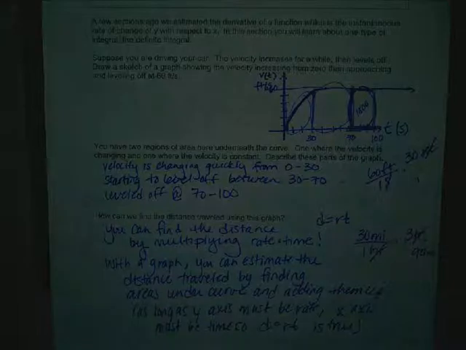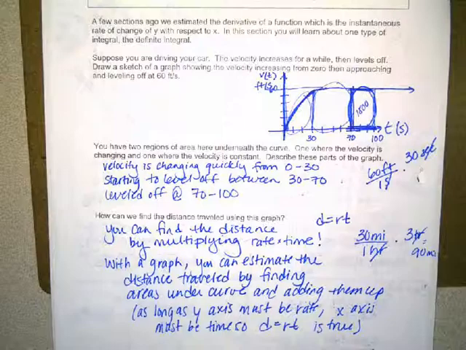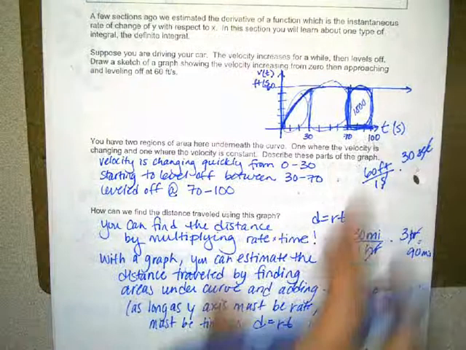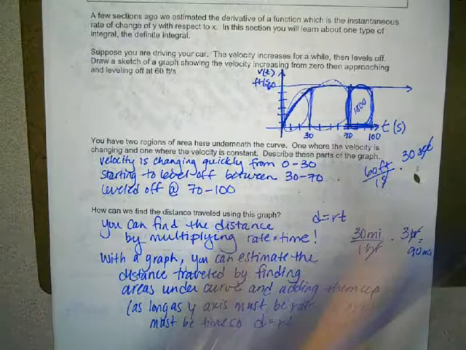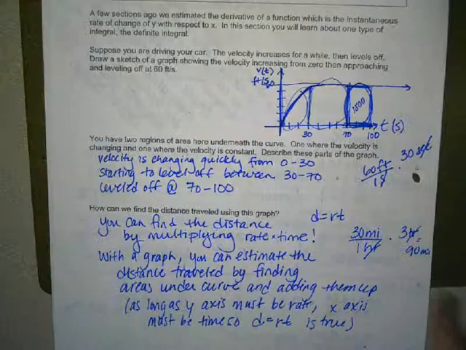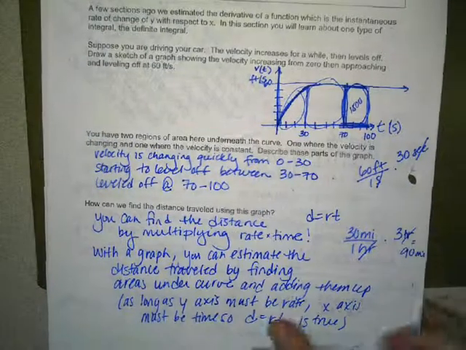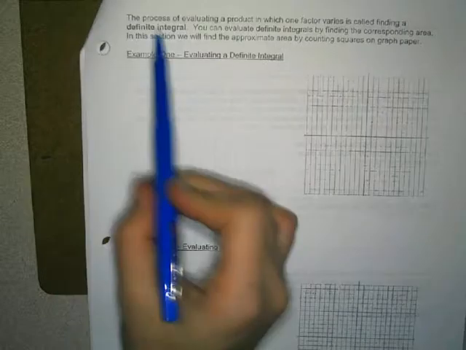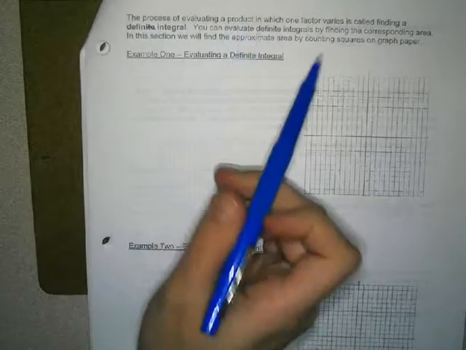So when you have changing velocity or changing rates, we have to estimate a little bit differently than just straight finding areas, big chunks of area underneath the curve. We're going to take chunks of area and narrow in a little bit to find the distance traveled. The process of evaluating a product in which one factor varies, in this case velocity varying, is called finding a definite integral.